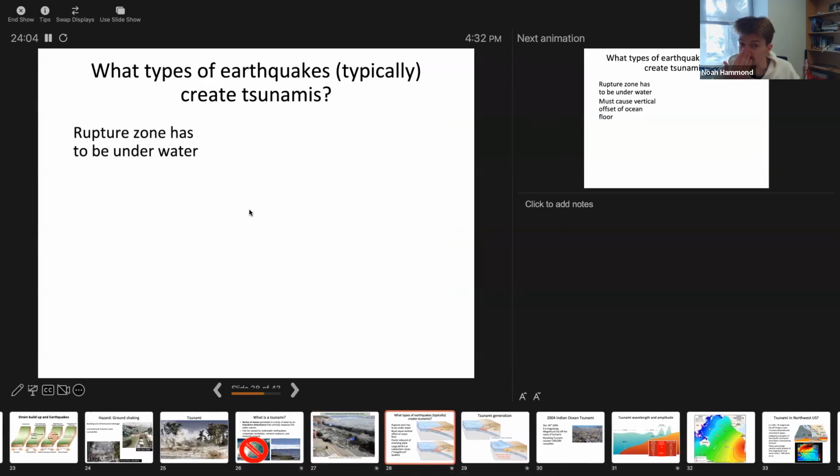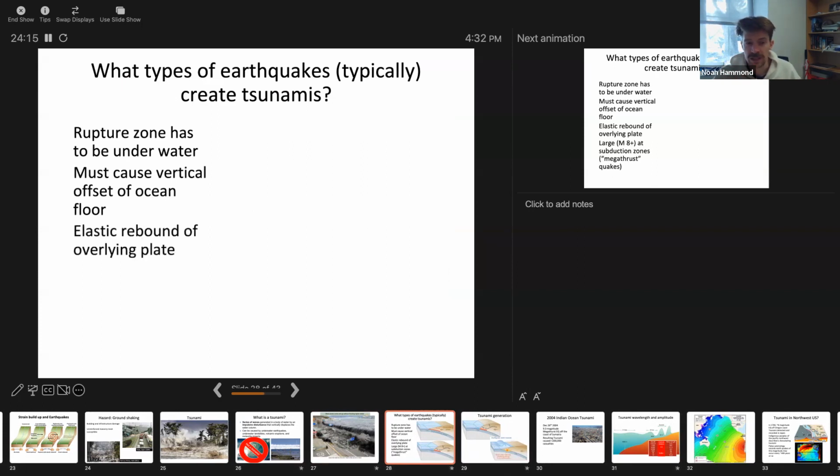So what type of earthquakes typically create tsunamis? The rupture zone has to be underwater, and the rupture has to cause vertical motion. It's the elastic rebound, as we call it, of the overlying plate that pushes up and pushes the ocean up. And when the ocean gets pushed up, it causes a wave at the surface of the ocean, which then projects onto the land. Tsunamis are most likely to get generated at subduction zones, where large magnitude 8 earthquakes can be generated.